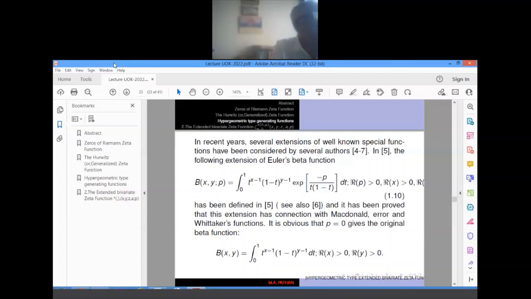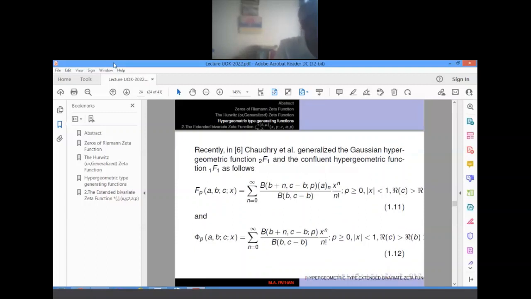It is given by B_p(x,y). As to this type of generalization of the beta function, you can find it in many papers of Chaudhry and others. And here, depending on this, you can use the Hamilton function in such a way that bivariate generating functions can be obtained. For this purpose, we have to define the Gauss hypergeometric function in another way, that is F_p(a,b;c;x). And this is the way in which we can define it, given by equation 1.11.